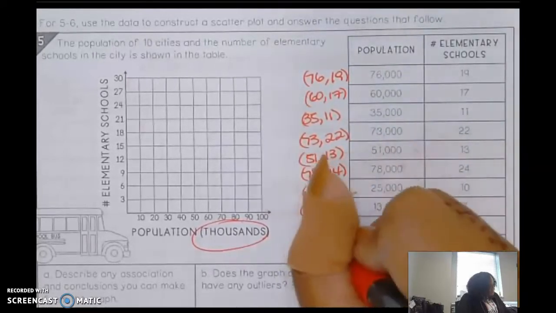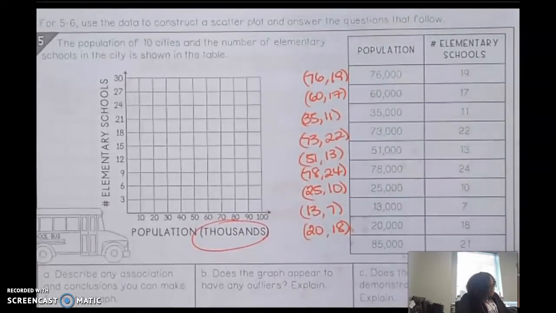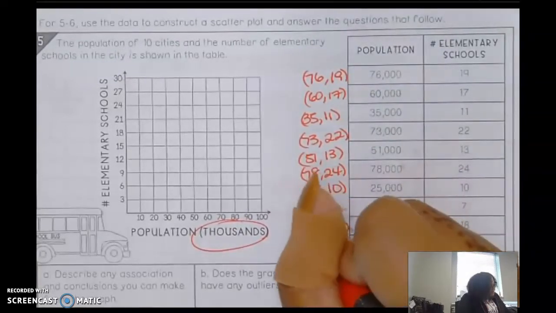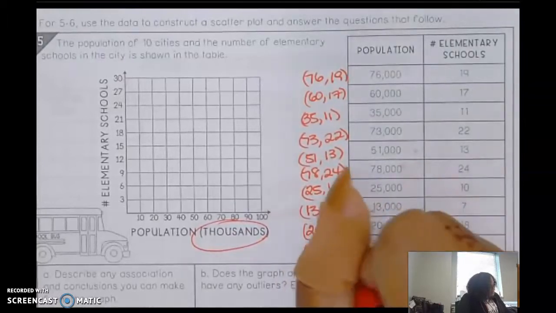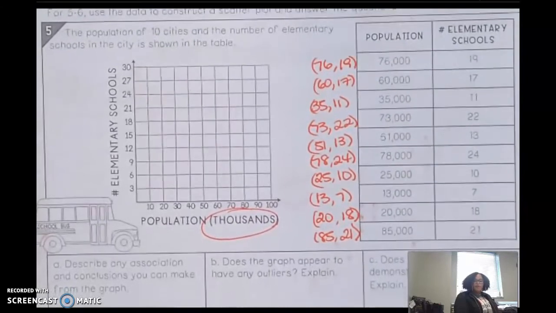13,007 people, 7 elementary schools, not people. Good Lord, get it right, Miss Starling. And 85,000 people share 21 elementary schools. So now let's plot the points.